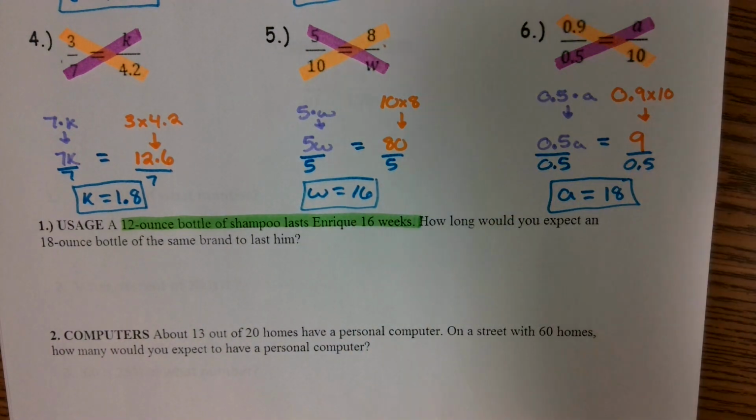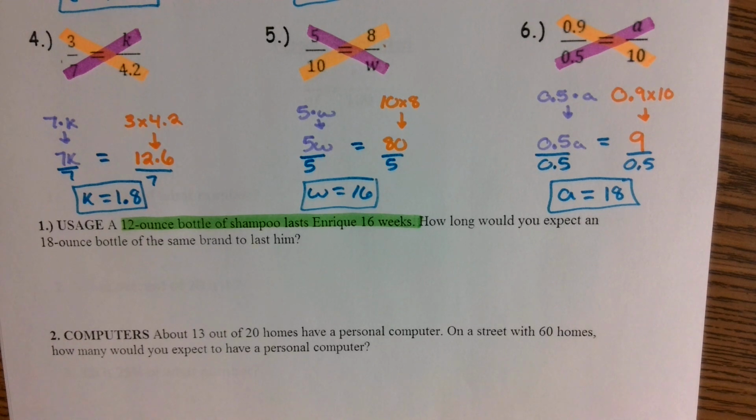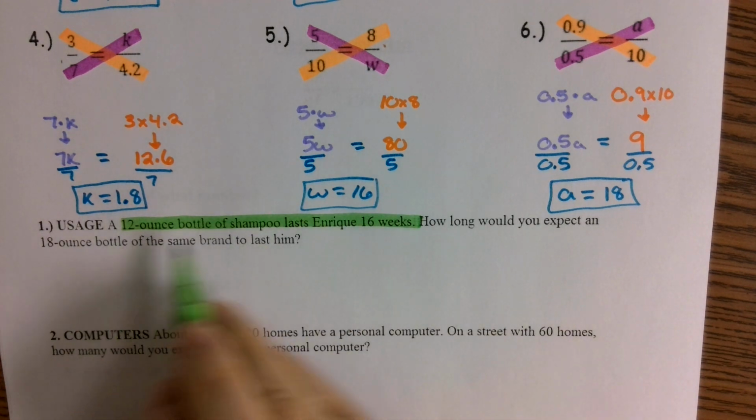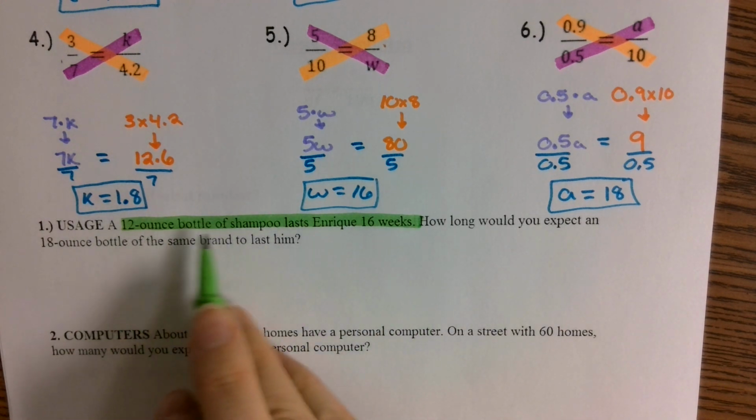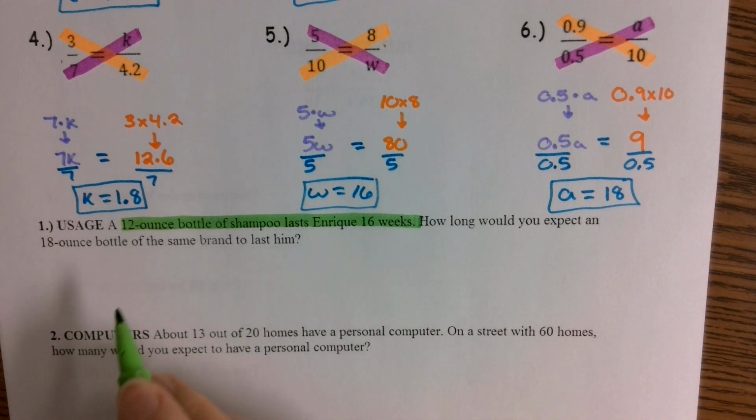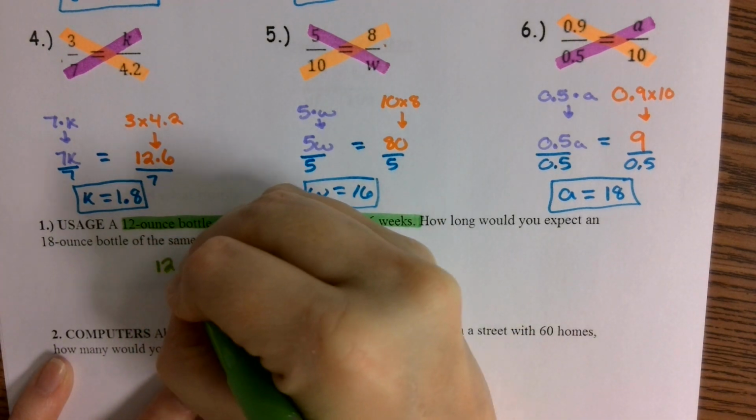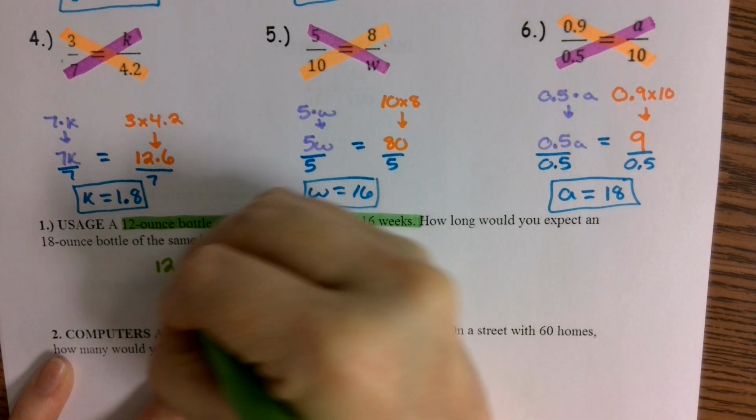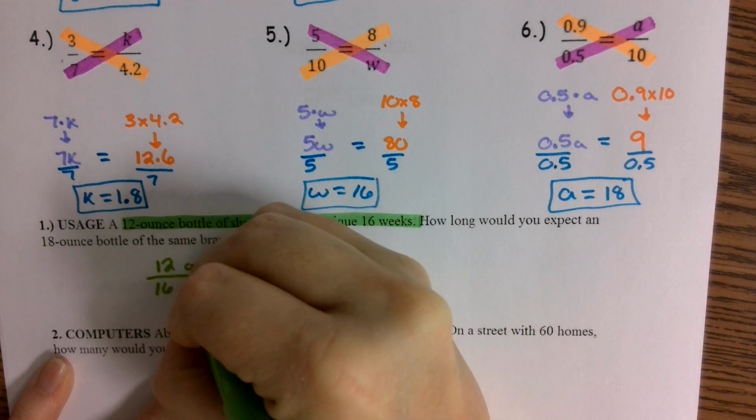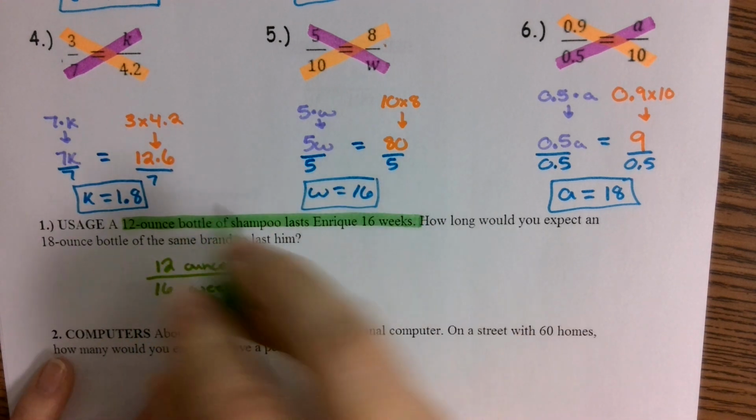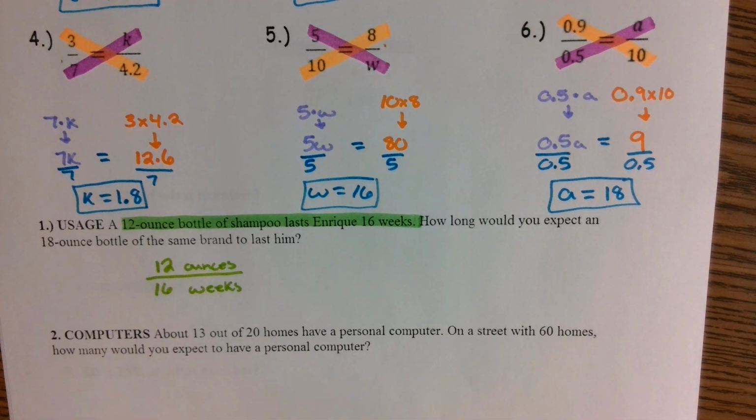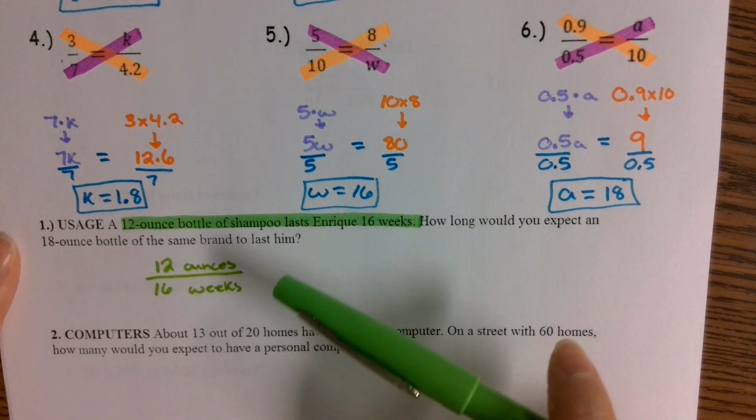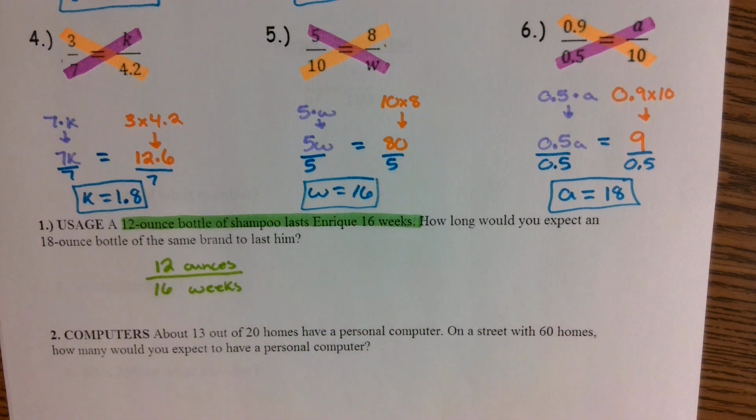And I'm going to create a proportion based off of what I see there. It does not matter how I create it. I could put 12 ounces over 16 weeks, or I could put 16 weeks over 12 ounces. It doesn't matter. I'm going to go ahead and just put 12 ounces over 16 weeks, just because I see 12 ounces then 16 weeks. Again, it doesn't matter. If I wanted to, I could put 16 over 12. Notice I'm putting the words with it. There's a reason for that.